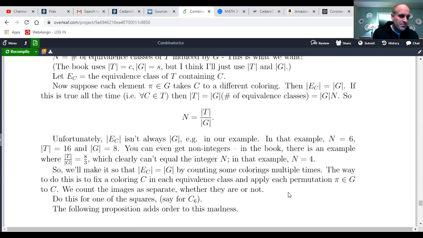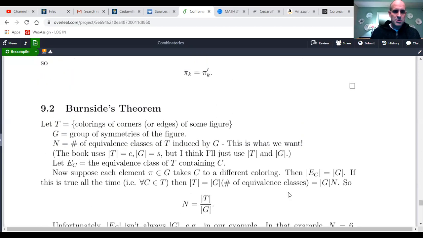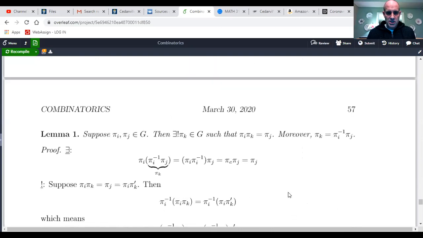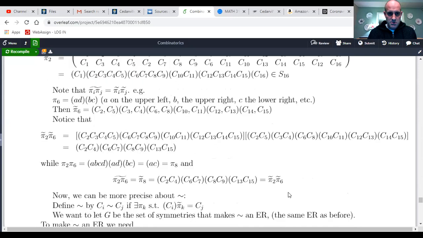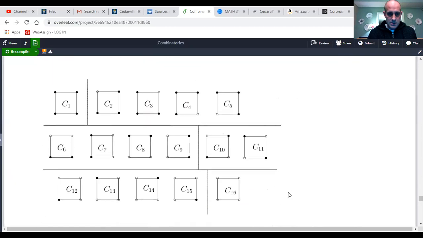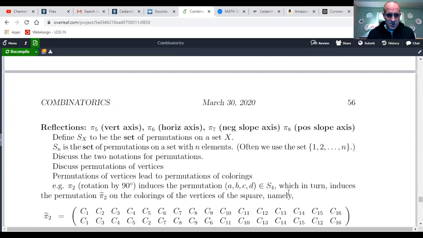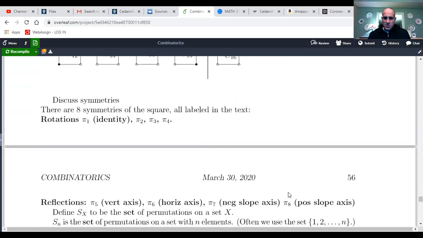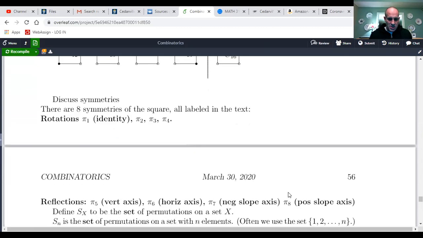And what I want to do is go back to our colorings, which are up here. So first of all, I want to write down what these permutations actually are. I'm going to do that on the screen here.